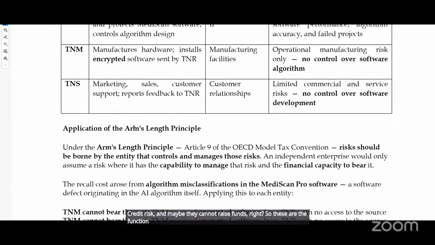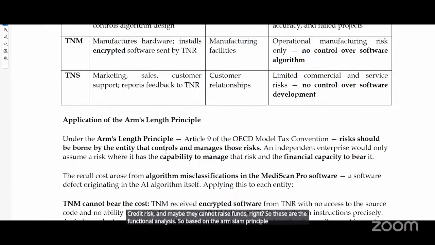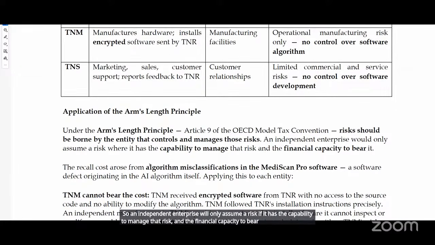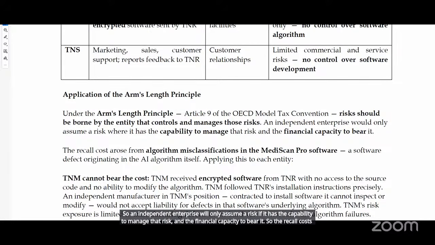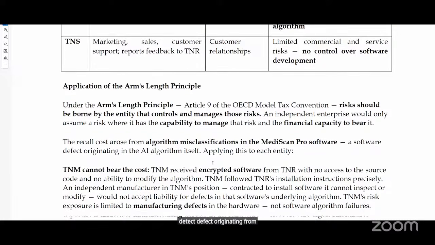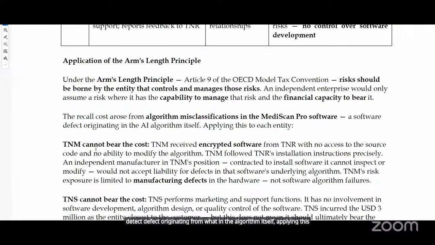So based on the arm's length principle, risk should be borne by the entity that controls and manages the risk. An independent enterprise will only assume a risk if it has the capability to manage that risk and the financial capacity to bear it. The recall costs arose from algorithm misclassification in the medical software, a software defect originating in the algorithm itself. Applying this to each entity, TNM cannot bear the cost because he received encrypted software with no access to the source code and no ability to modify the algorithm.